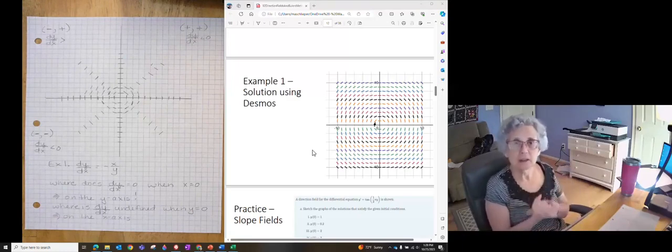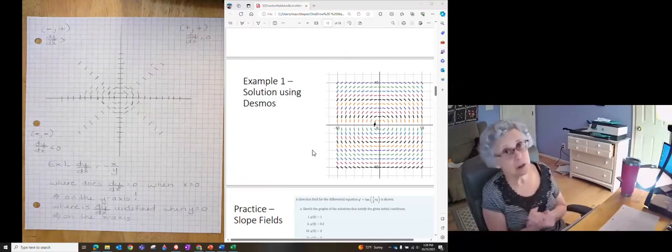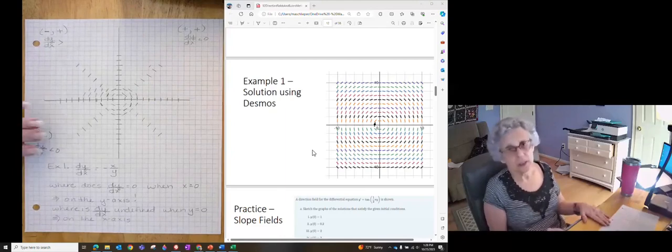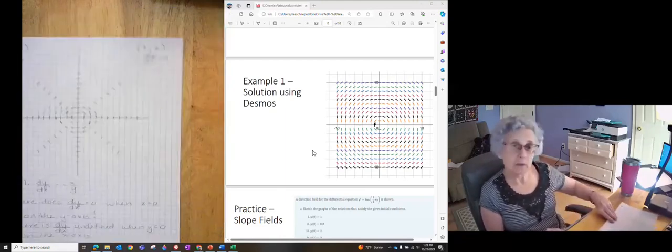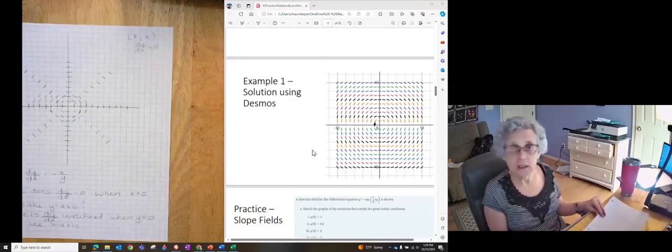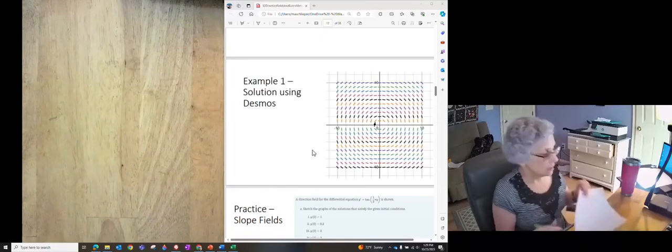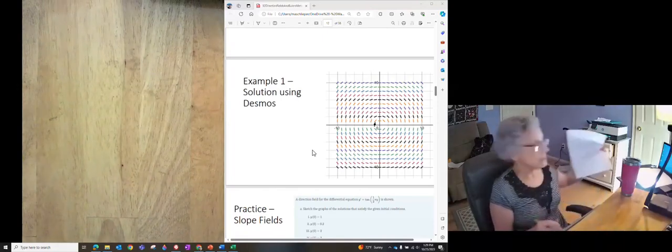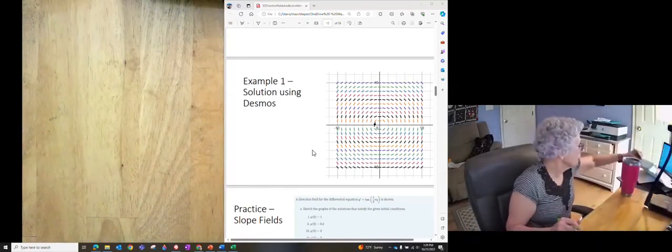So you can logic your way through it. If you really had to draw one, you could do it, but I won't expect you to. I would expect you to be able to look at that and pick out that that is indeed the direction field for negative x over y.